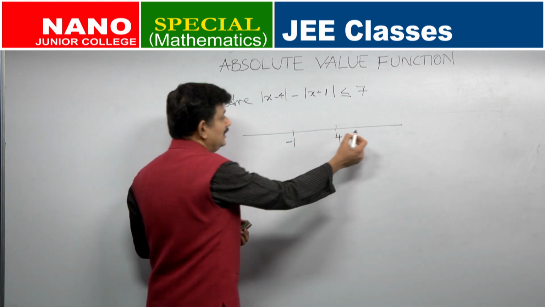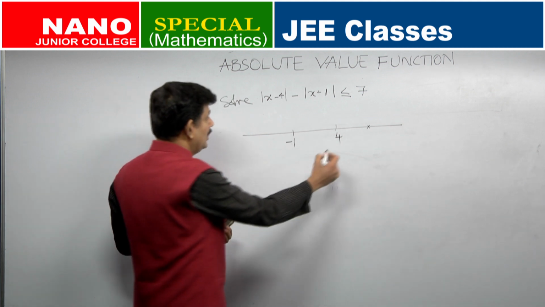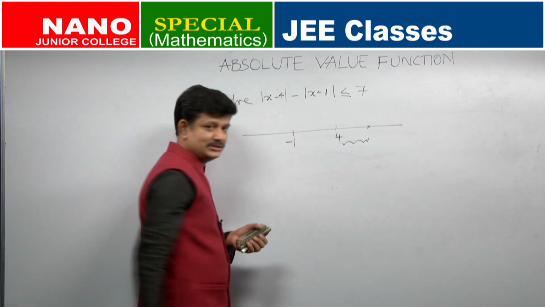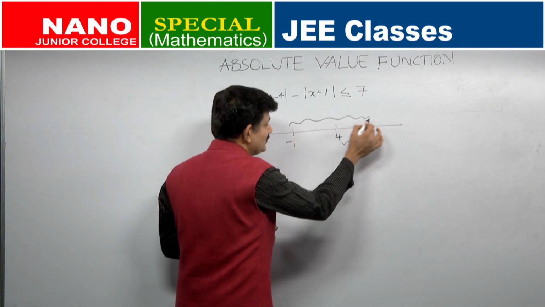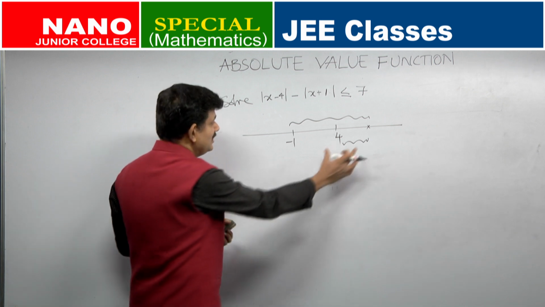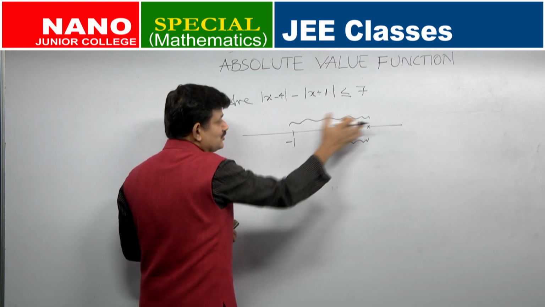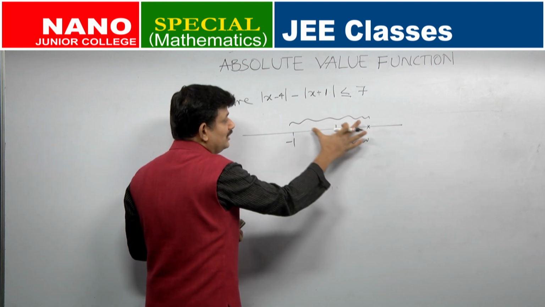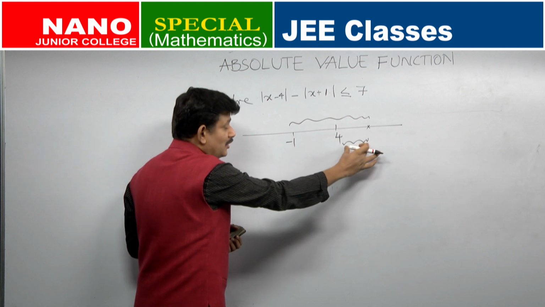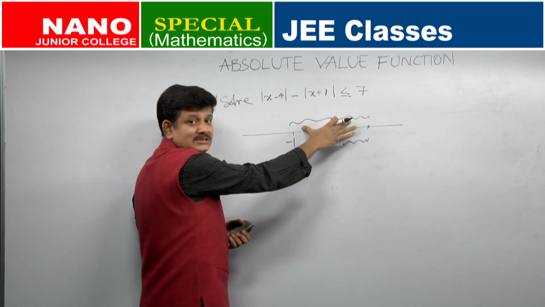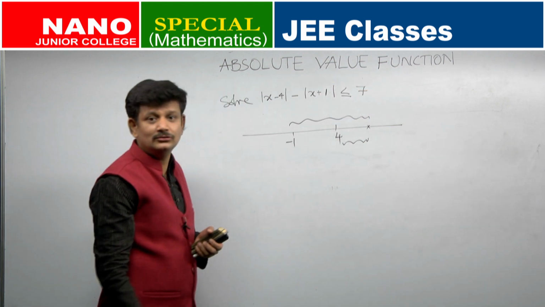So, let me see if I can get any point here. Distance from 4 is this one, minus distance from minus 1 is this much. From this distance, from 4, I am subtracting the distance from minus 1. So, what can you feel about the difference of these two numbers? This is a smaller number, this is a larger number, right? Difference is negative. And once this is negative, it will automatically be less than or equal to 7.